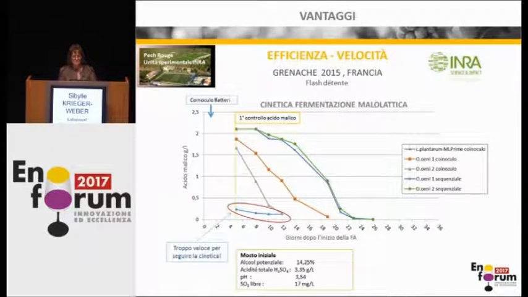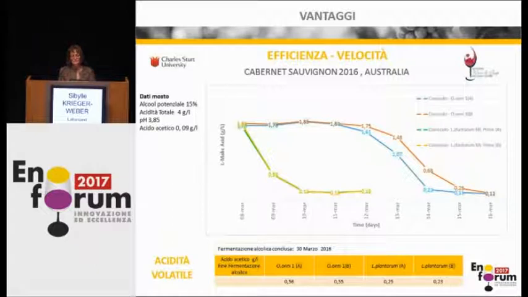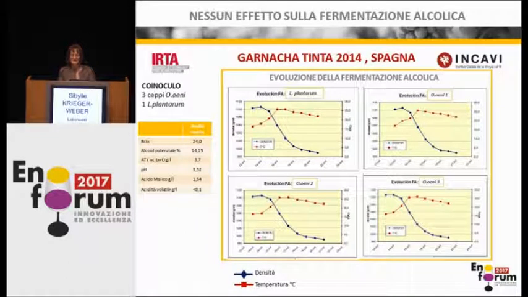Just some examples: you can see it was faster than the analysis of the winery. At day 5, malolactic fermentation was already finished when they started their analysis. Same here in the Sangiovese, a very quick malolactic fermentation in 3 days. Normally malolactic fermentations take between 3 and 7 days, with no impact on the alcoholic fermentation.